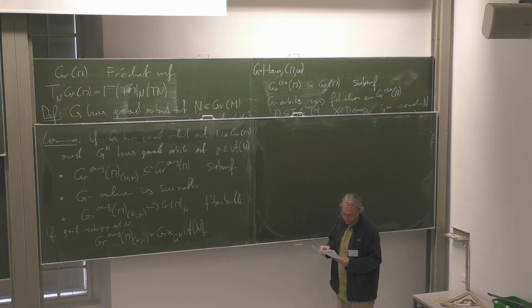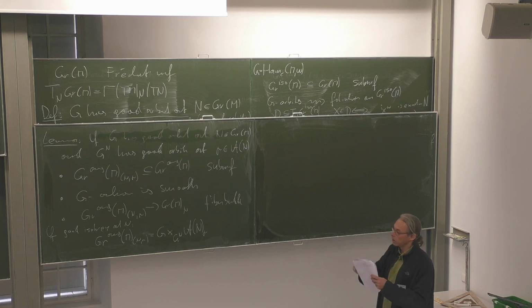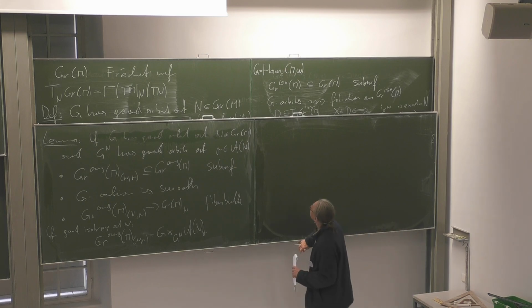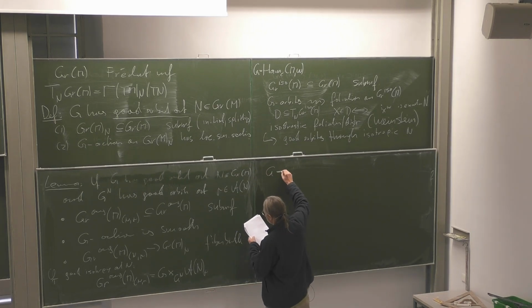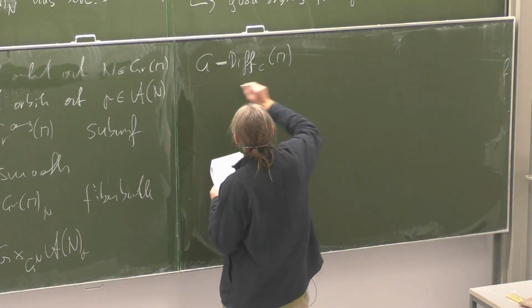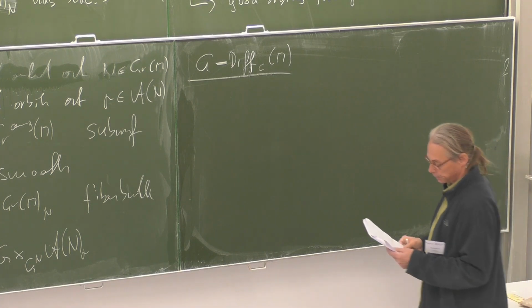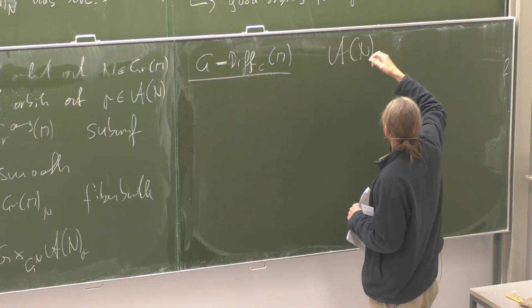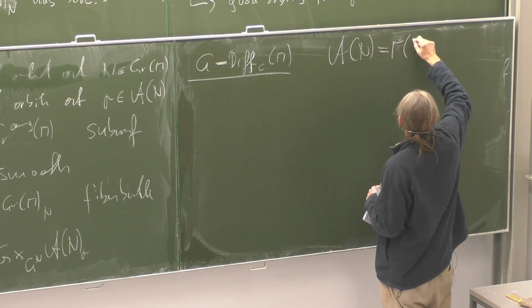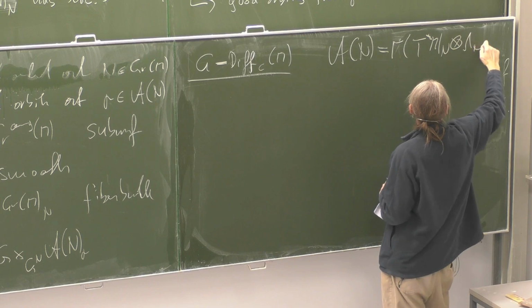I'm going to skip that, and I'm going to jump to examples. I would like to mention a simple example and a more elaborate example. We can take, of course, the full diffeomorphism group. Recall the weights, or the decoration: we put sections of T star M tensor densities.